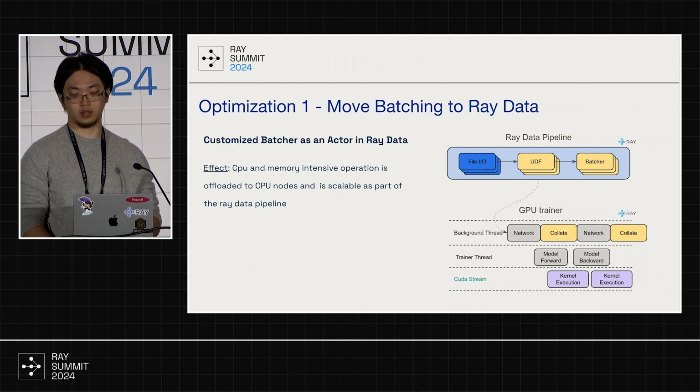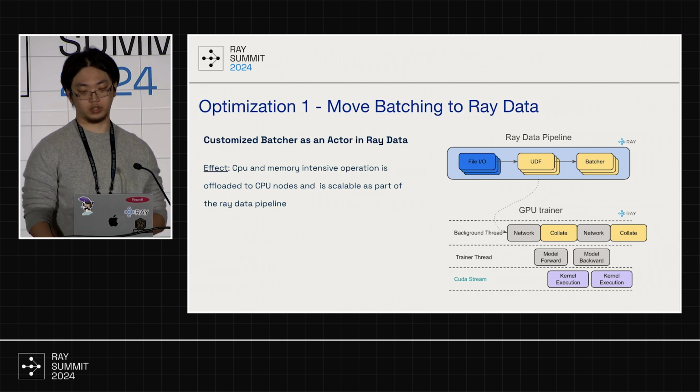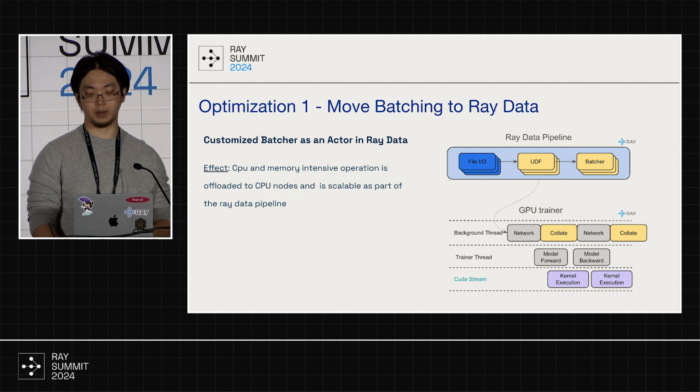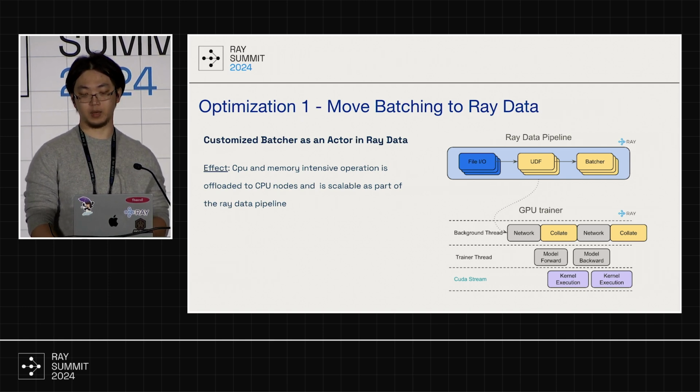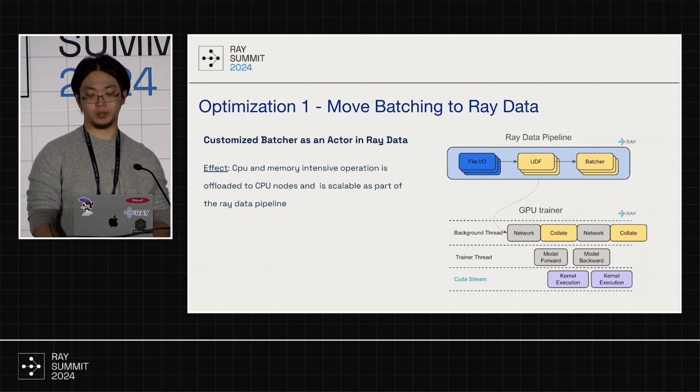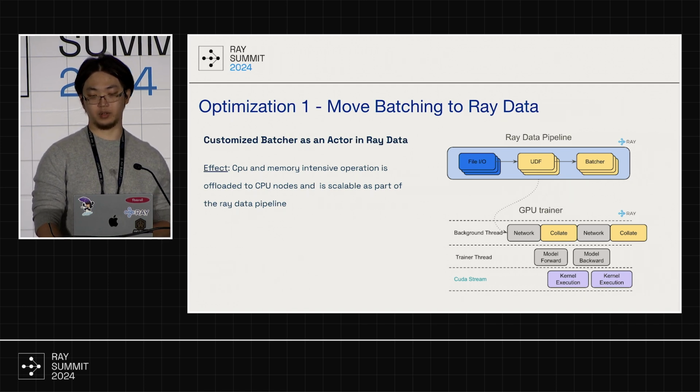So the obvious thing we did is just move these operations into upstream pipelines. What we do is implement batching as actors, and then be able to run this operation in Ray data pipelines. By offloading these CPU-intensive operations, we are actually able to reduce the GPU idle wait times. Furthermore, this operation can naturally scale as part of the Ray data pipelines scaling.